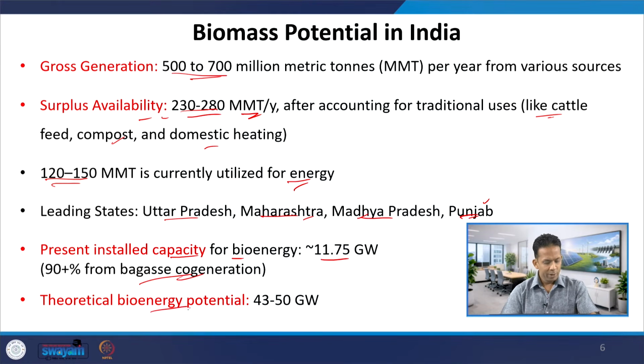The theoretical bioenergy potential is around 43 to 50 gigawatt. So, in terms of promoting biomass for power generation, there is still a long way to go, and we can expand this capacity by 4 times.